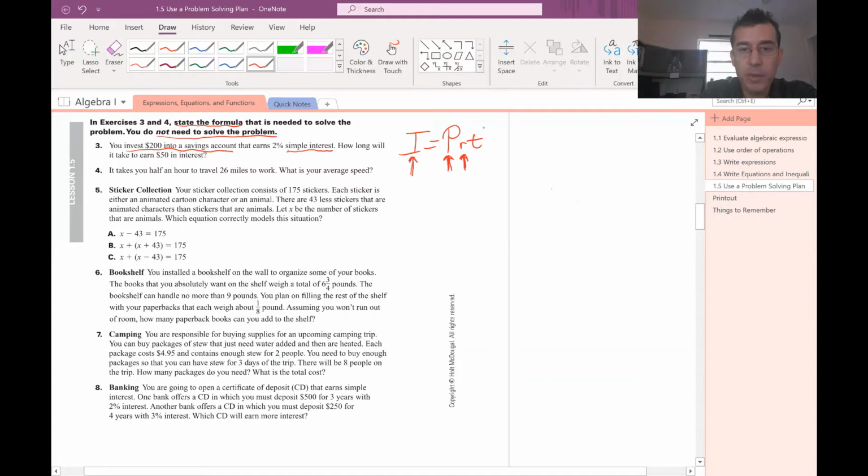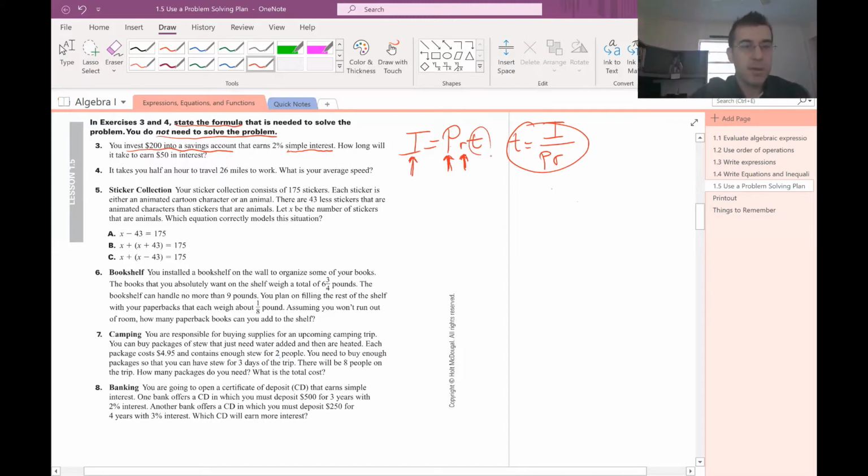What is T? So T can be represented as I on the other side. It's already I, right? And then P times R on the other side will divide, so T equals I over P times R. So that's the formula for number 3. And you just have to plug in the numbers to get how long it will take. So I is the $50, P would be 200, and then R will be 0.02, or 2 over 100.